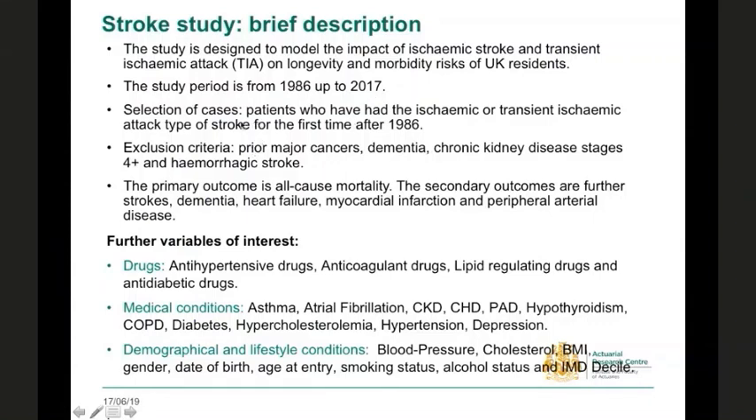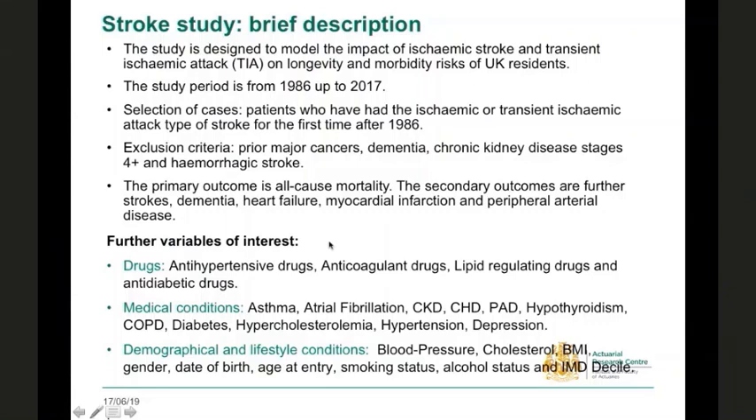We have chosen cases such that they had an ischemic stroke or transient ischemic attack for the first time after 1986. We excluded patients who had major cancers, dementia, CKD stage 4 and 5, and hemorrhagic stroke because these are life-limiting conditions. The primary outcome is all-cause mortality, and the secondary outcomes are further stroke, dementia, heart failure, myocardial infarction, and peripheral arterial disease. We're going to use a Cox model, which has been explained earlier by Elena.